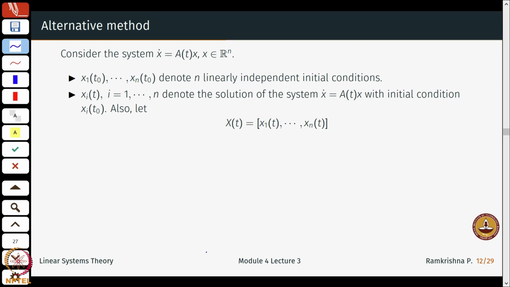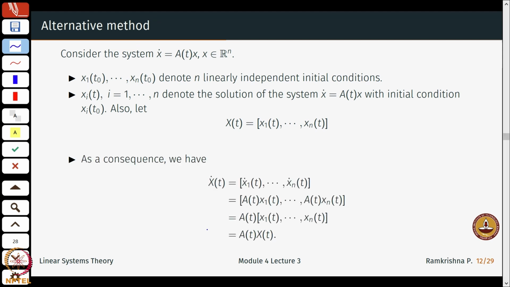So, with each initial condition I will have a certain solution. Let me denote those solutions starting from initial condition x1 at t0 as x1 of t, up to the solution starting from xn at t naught as xn of t, so I have n different solutions. If I differentiate this, x dot is of course the differentiation of each of these. Now, what does x1 dot satisfy? x1 dot with an initial condition x1 at t naught is also a solution of this equation, so I have A of t x1 of t. Similarly, for any i, xi dot of t is A of t xi of t.